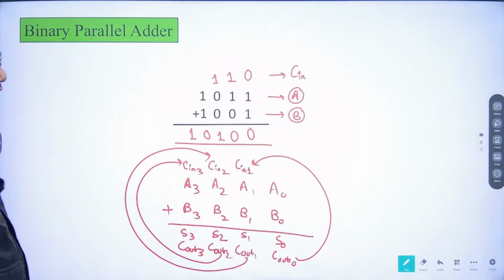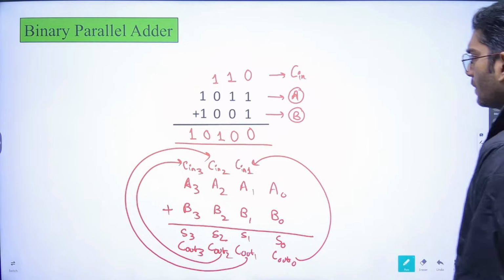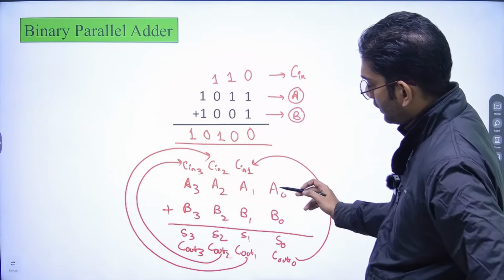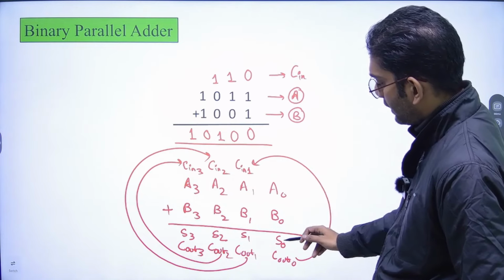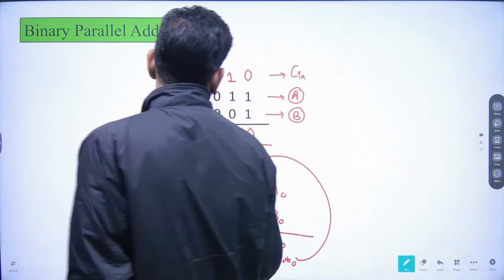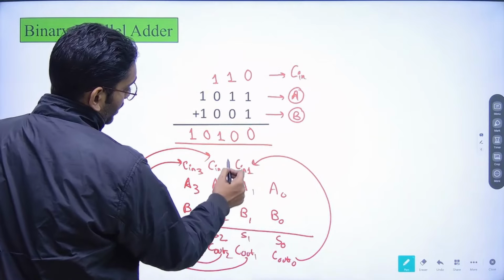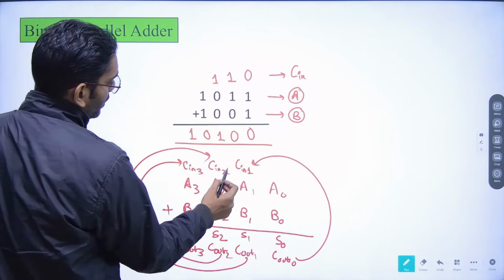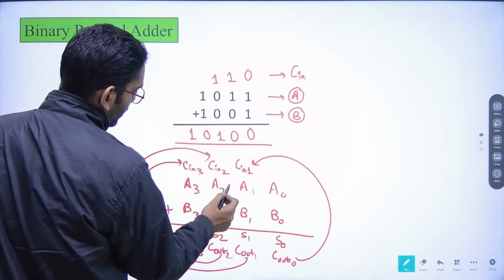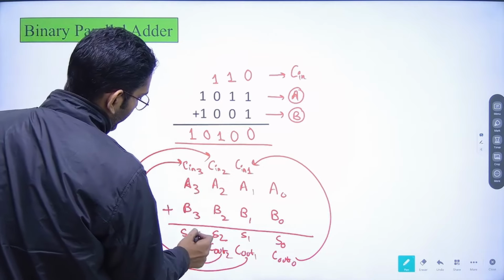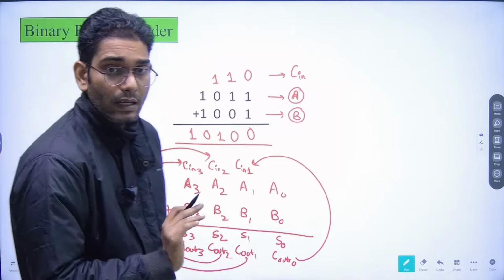So this was the basic explanation of the binary parallel ladder. Now, based on what I have explained, if the two bits A0 and B0 are added, then we would get S0 and C out 0. This C out would act as C in 1. In the next phase, all these three would be added, and we would get S1 and C out 1. C out 1 would act as C in 2. In the next phase, all these three would be added, and we would get S2 and C out 2. C out 2 would act as C in 3. Now these three would be added and we would get S3 and C out 3 as our final answer.